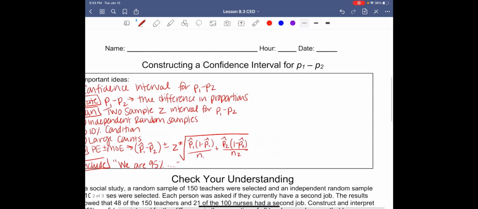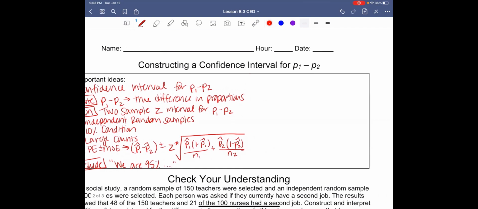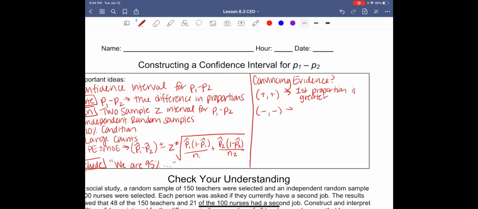all right, and then one additional thing we talked about on the last page is how do you know if you have convincing evidence based on your confidence interval. So what I'm going to put here is convincing evidence, question mark. And if you have an interval that is positive, positive, what that is telling you is that the first proportion is greater. If you get a negative, negative interval, that means our second proportion is greater.